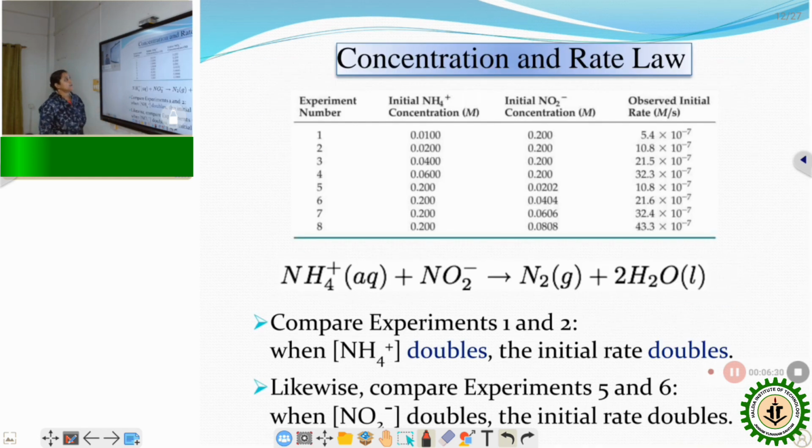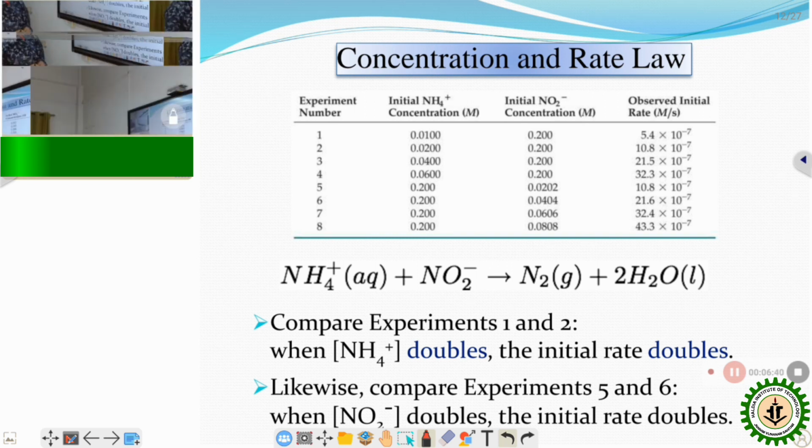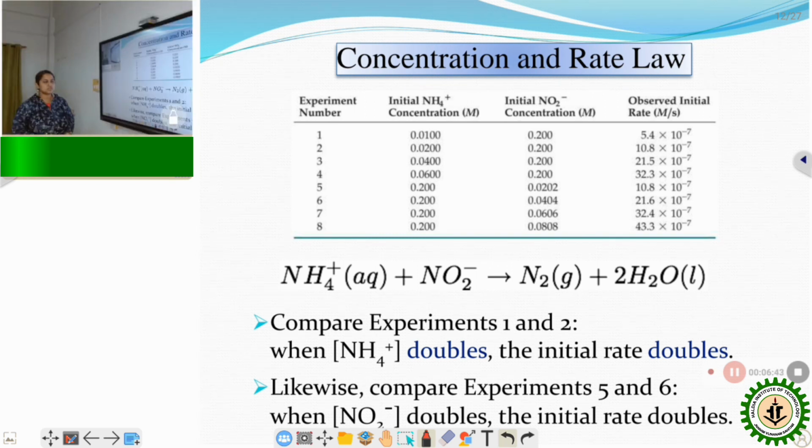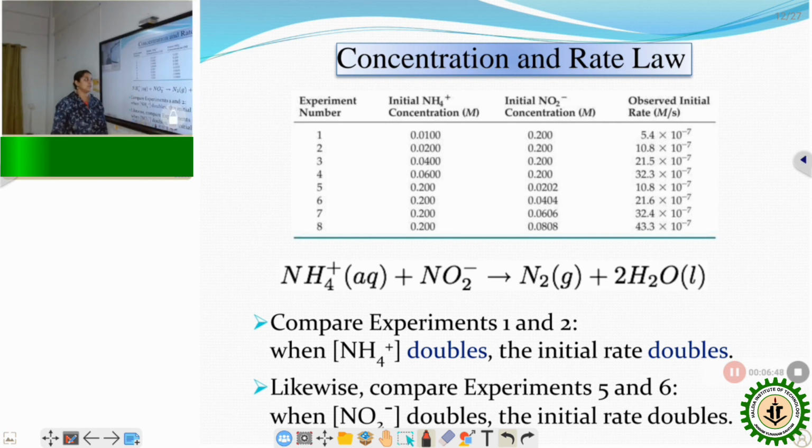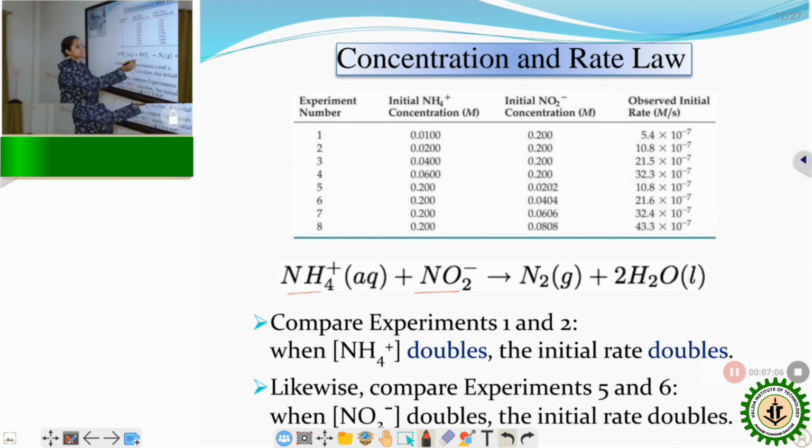Now, so far we learned how to write the rate expression for any kind of reaction, even if it is 1:1 stoichiometry or something else. Now, what is the relation between the concentration and the rate law? Again, take an example of the reaction between the ammonium ion and nitrate ion giving rise to nitrogen gas and water. If we study this reaction with different concentration variations of the initial two reactants, one is ammonium ion, one is nitrate ion.